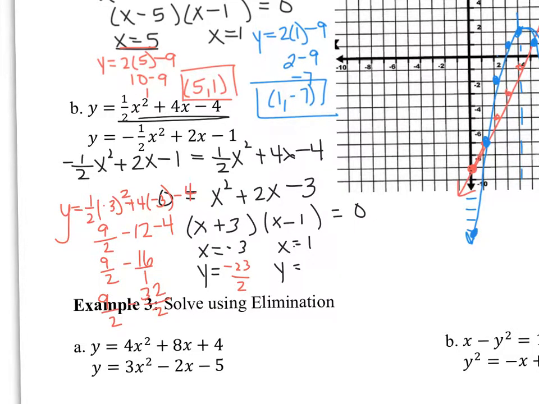So now I'm going to go ahead and plug in 1. So 1/2 x squared plus, well, on x squared I want to plug in 1. So 1 squared is just going to be 1, so it's 1/2. Plus 4 times 1 is 4, minus 4. So 4 minus 4 makes 0, so y is 1/2. So my ordered pairs are negative 3, negative 23 halves, and 1, 1/2.